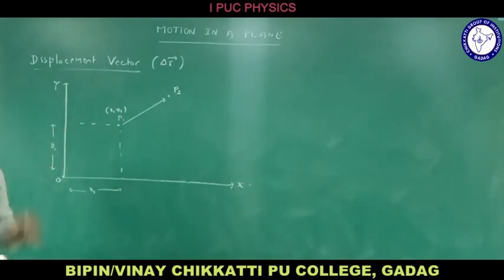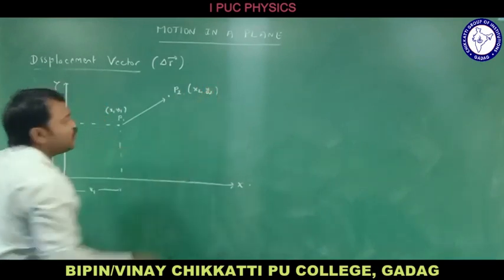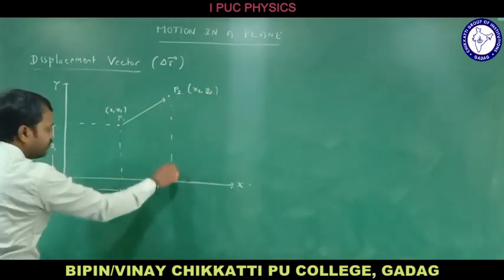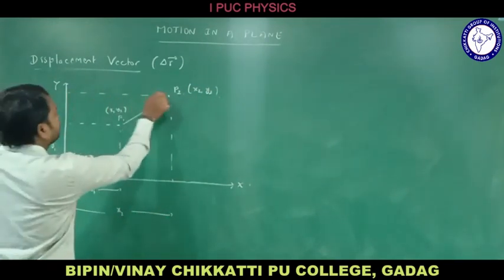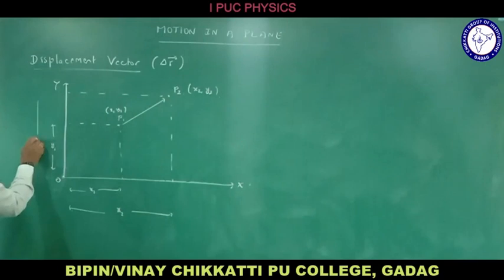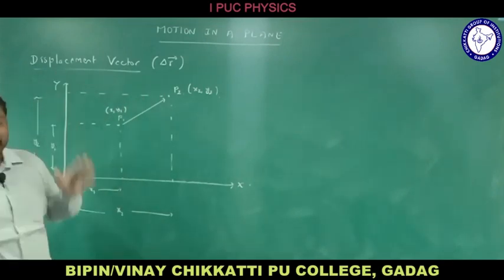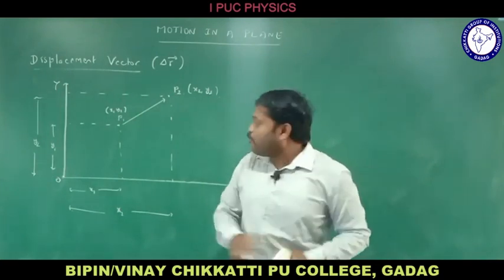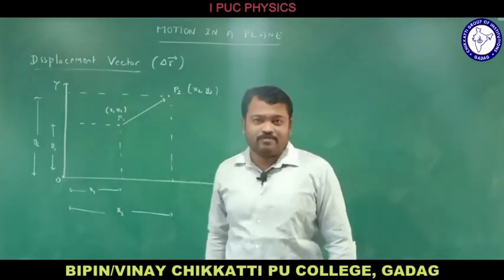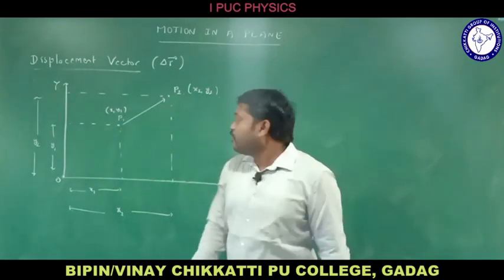So x1, y1. Let me take the position coordinates of P2 as x2, y2. This is the distance x2, and this is the distance y2. So you have moved from P1 to P2. What is the displacement vector? We have already studied that the displacement vector is a vector drawn from the initial position to the final position. The initial position is P1, and the final position is P2.